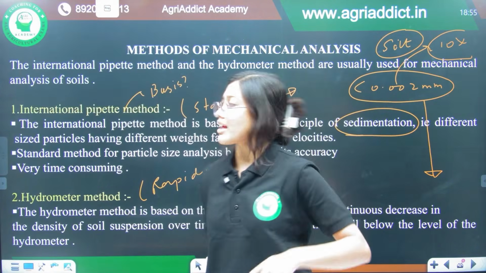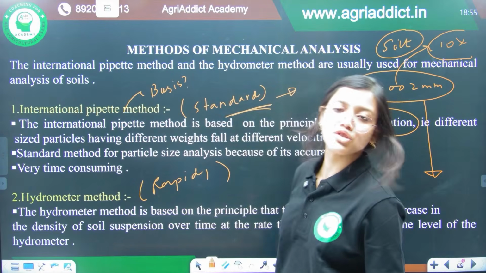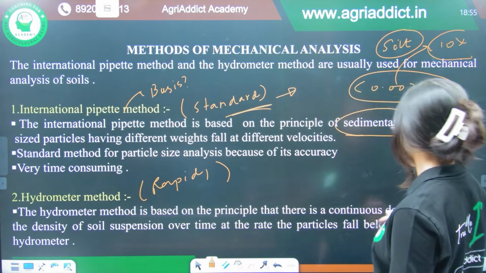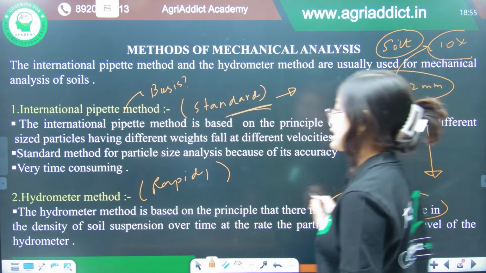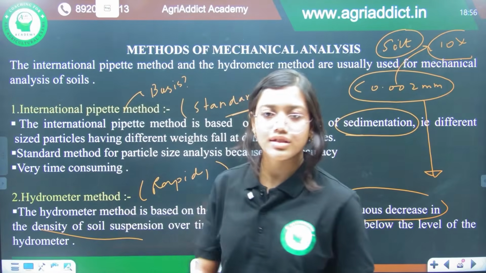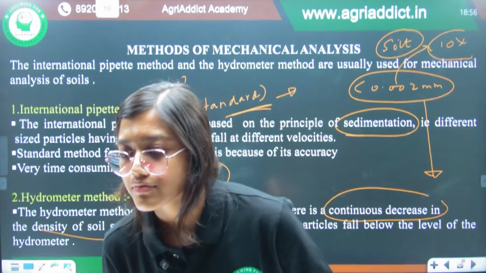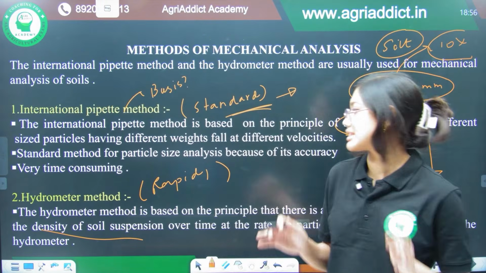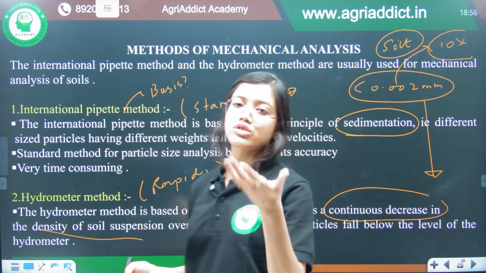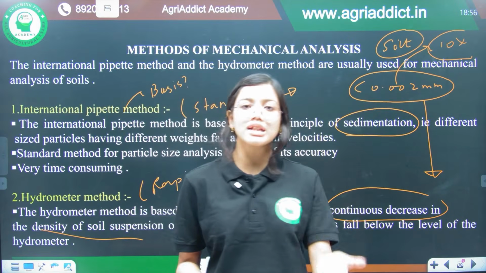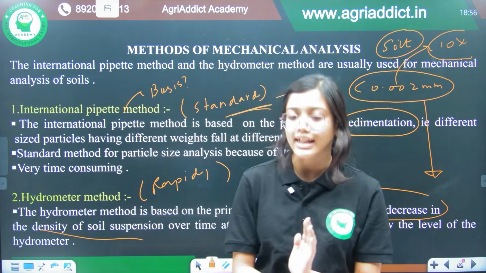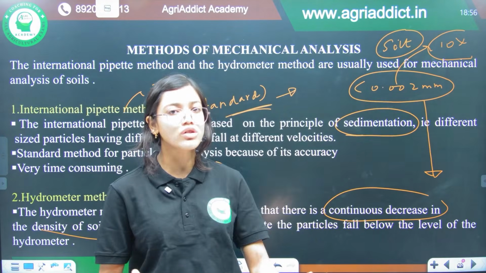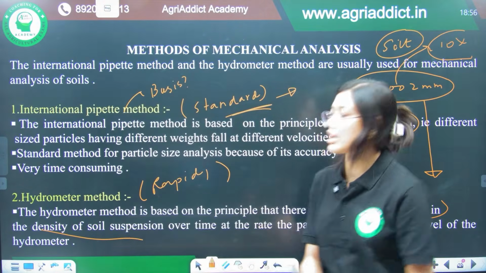Okay, don't worry. So, then we have the hydrometer method. The principle of the hydrometer method is based on a continuous decrease in density of the soil suspension. Now, is it fine? The video is clear? Okay. Now, in case of the hydrometer method, there is a continuous decrease in density. When you keep your soil suspension for a longer time, you will see that the density will slowly decrease because there is sedimentation. The clay particles will settle down, the silt particles will settle down. So, these two principles are very important, never forget.